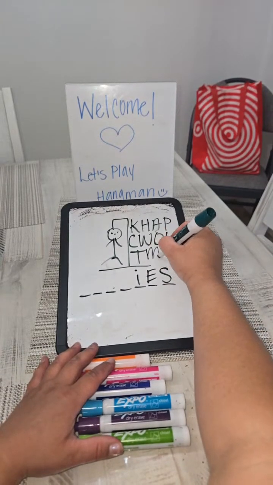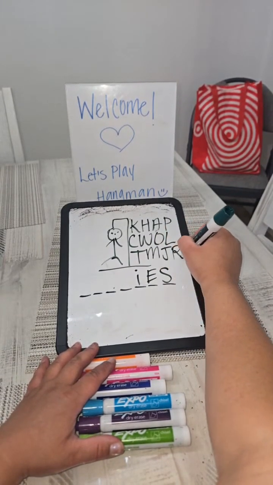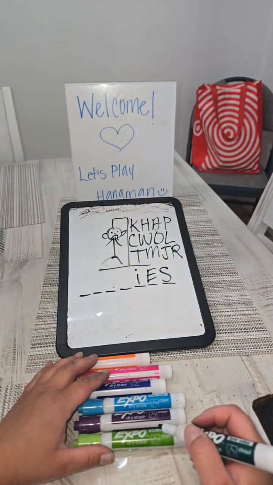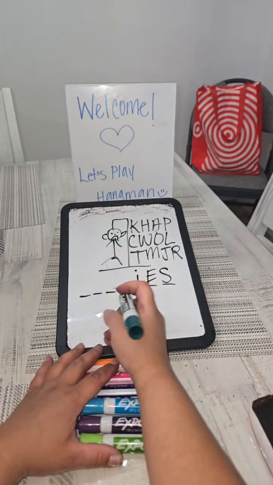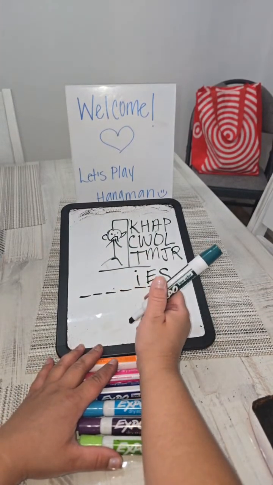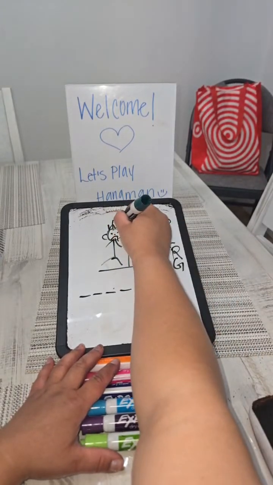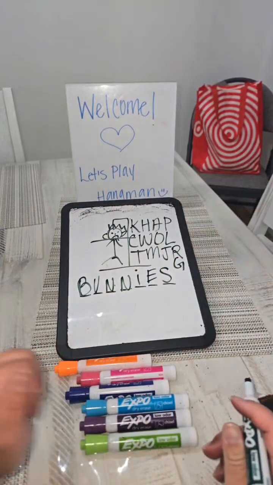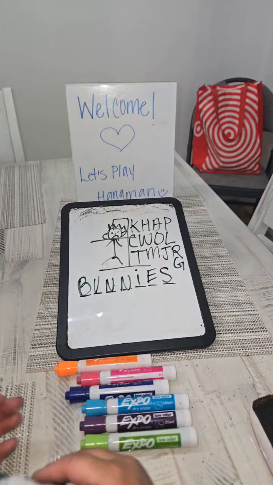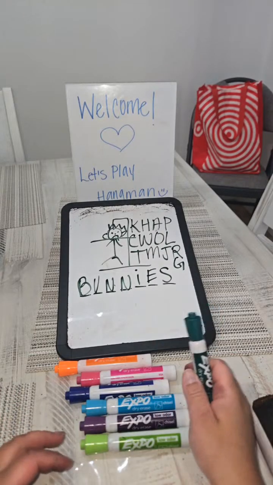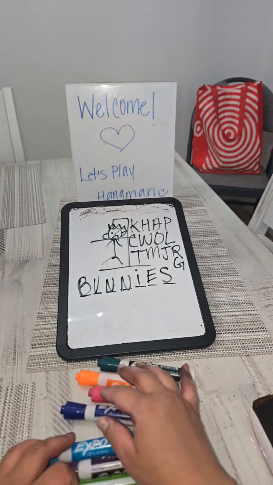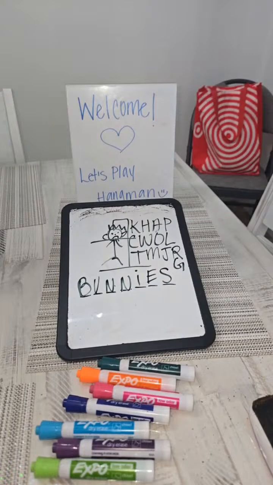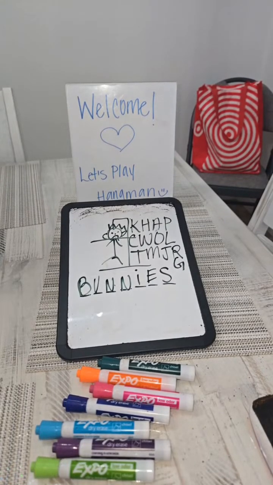MJR. It's not cookies, you guys. G. So the right word was bunnies. Bunnies was correct. All right. The next two are the last ones, and then we will move on to math.